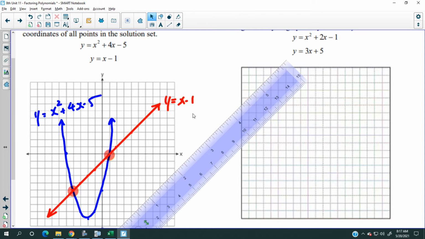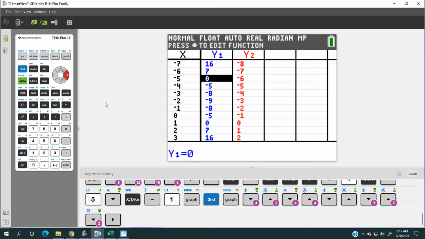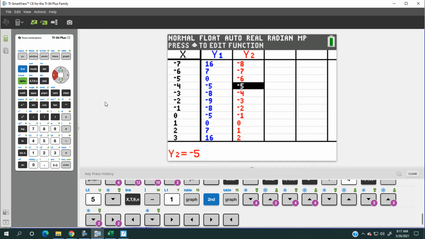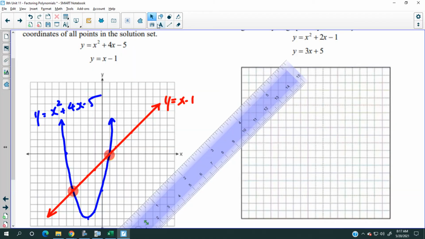So if you just want to be double sure, you can go look at the table values and see where. So again, where to look? Wherever the two values are the same. You see here how they're both, the blue and the red, both the quadratic in blue and the linear in red, are both negative. So you know that's one of the solutions. So the first solution is -4, -5.